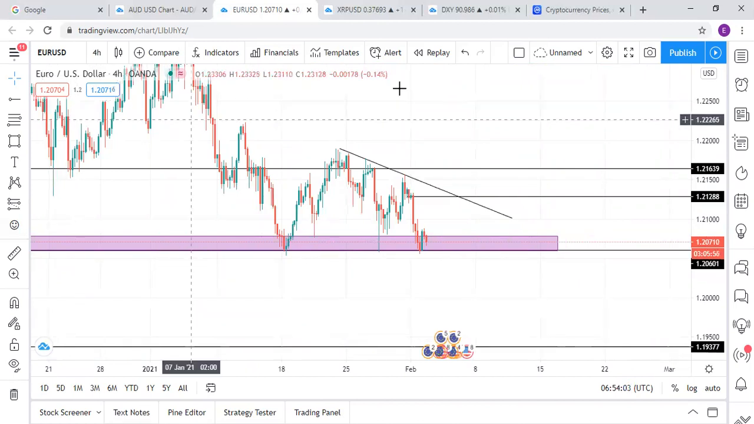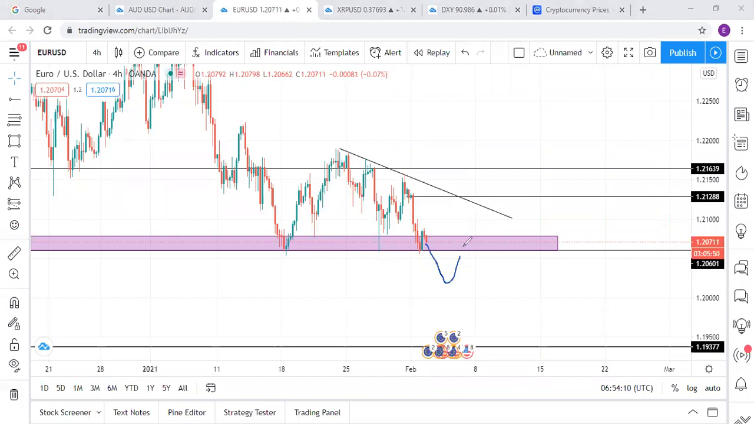So let me just draw it. So what we are looking at is this. We are looking for a scenario like this. Then, yeah, something like that. So this is where we look for our entry. This area, this is where we look for our entry. So that's the projection I have.